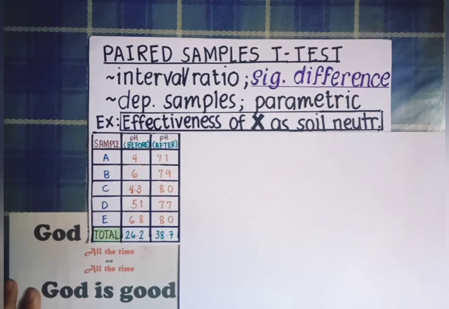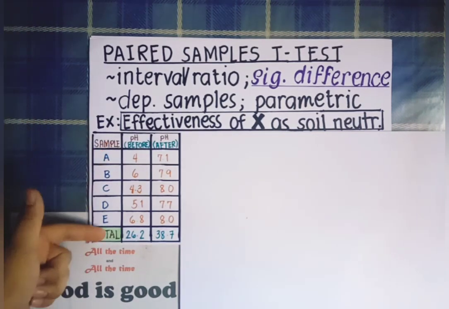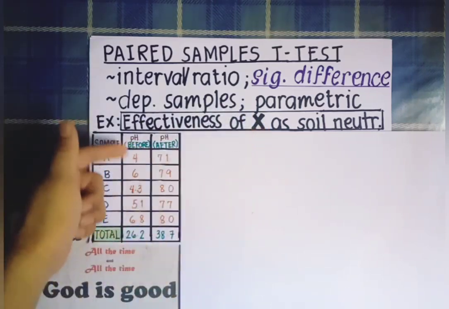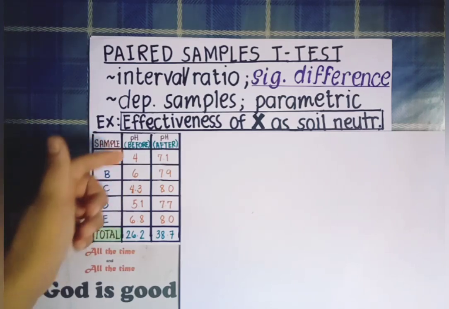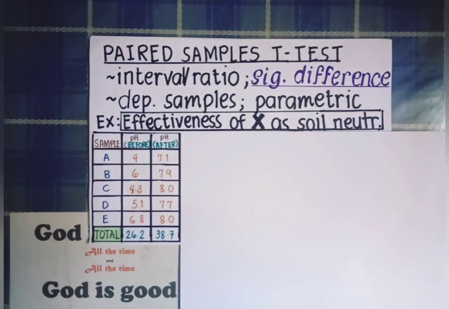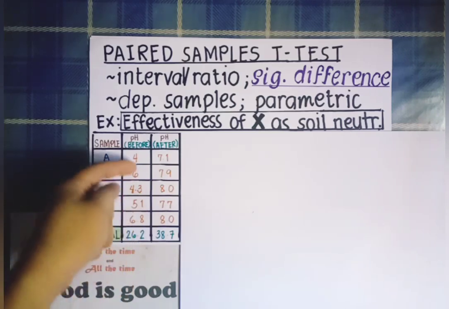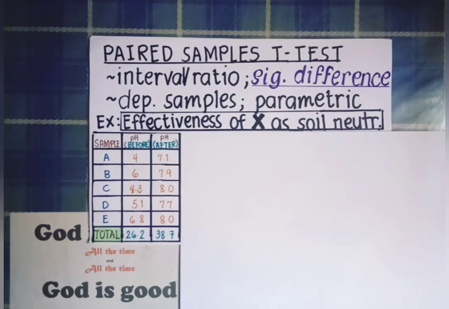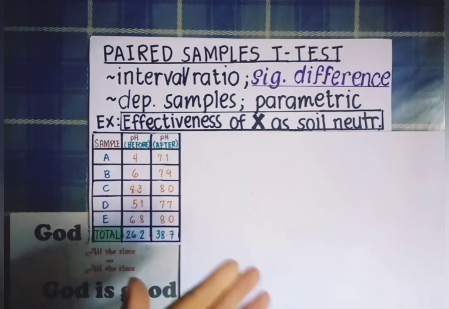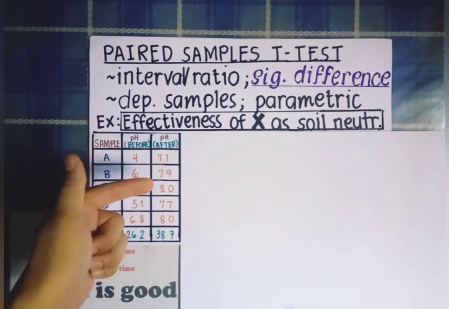Now, what we did here was we obtained the pH of these soil samples before the application of X, and we also obtained the pH of these same set of soil samples after the application of the product X. Okay, so the pH before the application of product X are 4.6, 4.3, 5.1, and 6.8, and the pH after the application of our product as soil neutralizer are 7.1, 7.9, and so on and so forth.